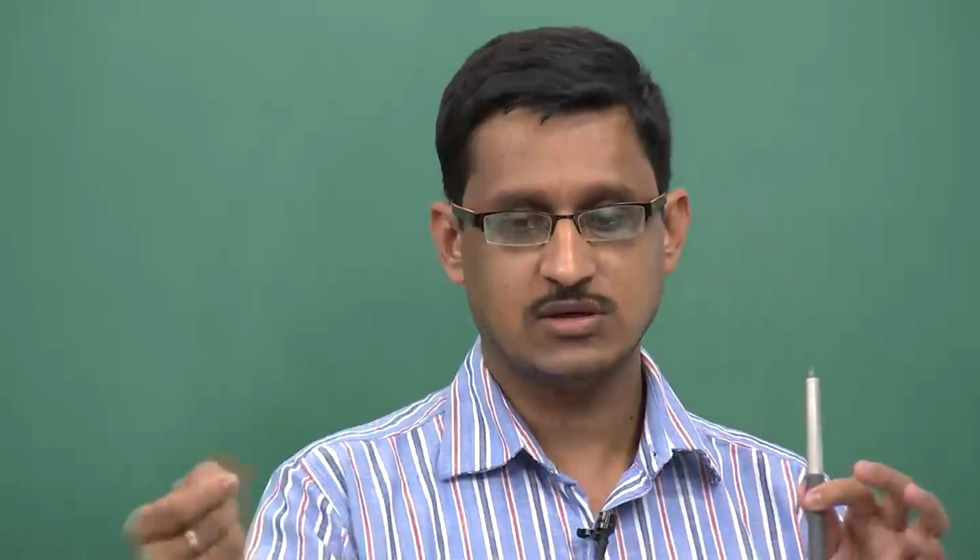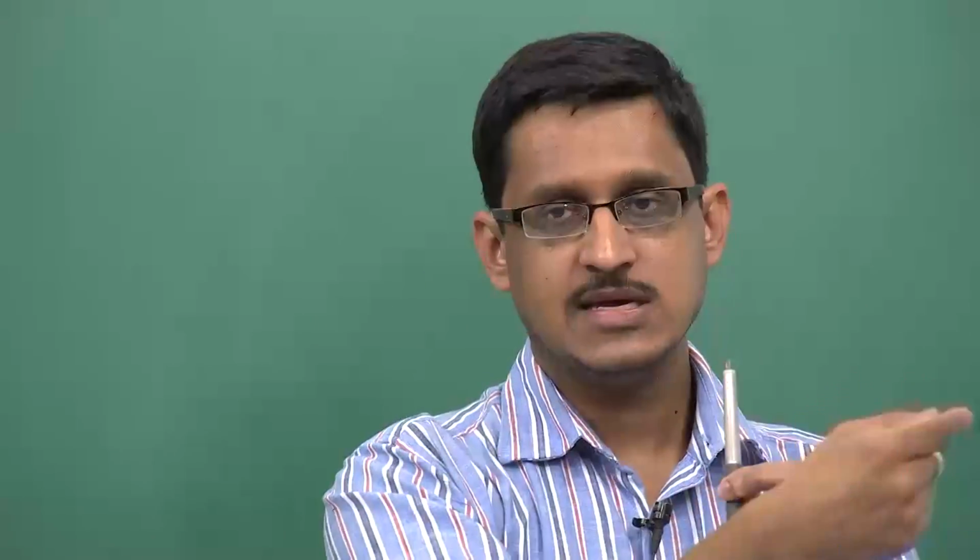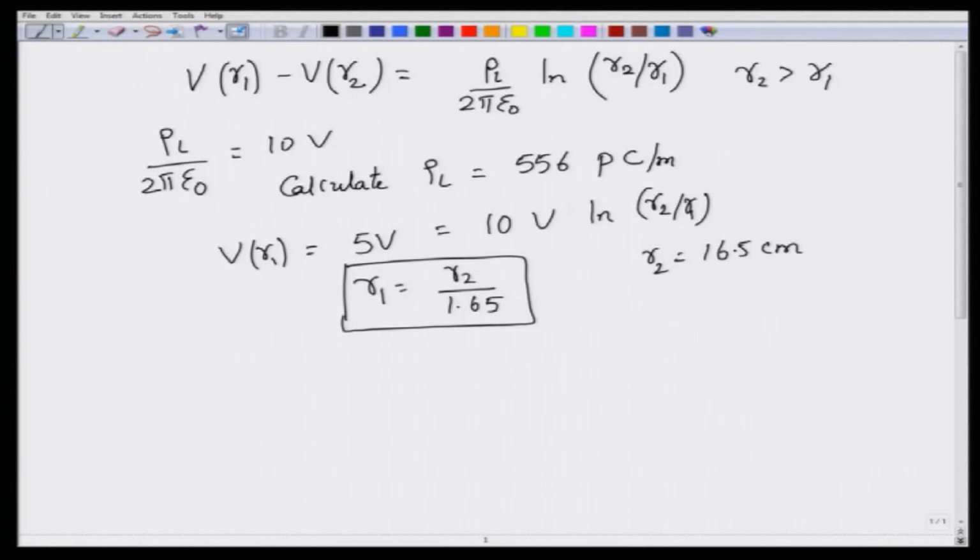If I choose this 16.5 centimeters as the 0 voltage constant potential contour, what will now be R1 such that the potential there is equal to 5 volts? It turns out that if R2 is equal to 16.5 centimeters and I want to obtain 5 volts, then R1 must be equal to 16.5 by 1.65, which is 10 centimeters. I am calibrating everything in terms of centimeters.